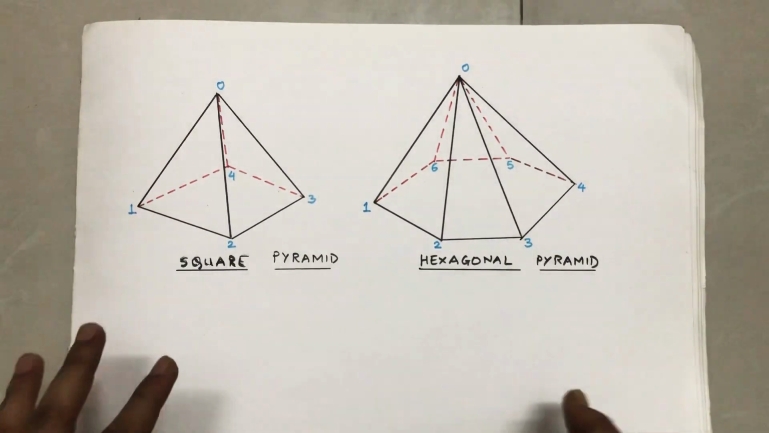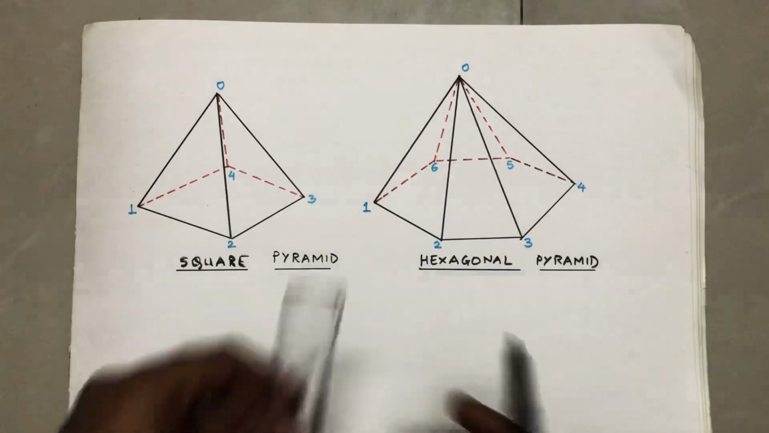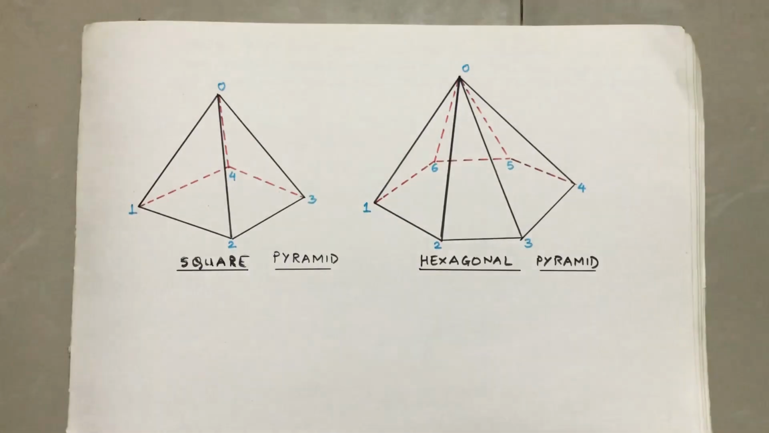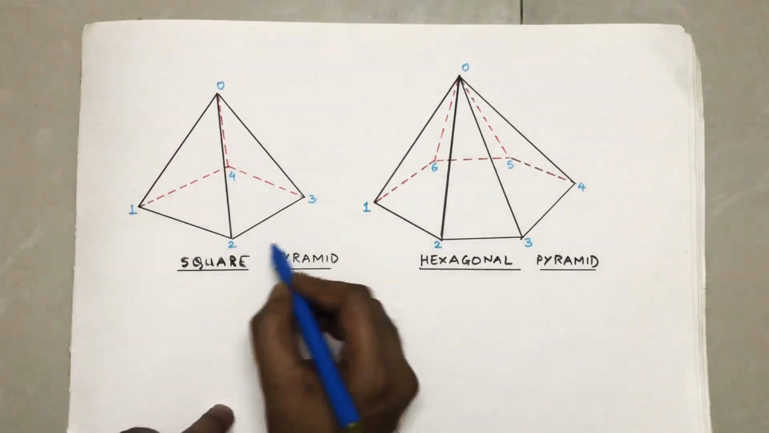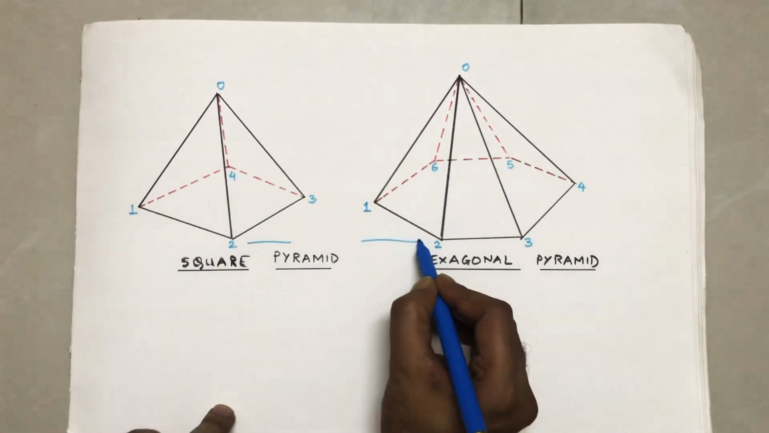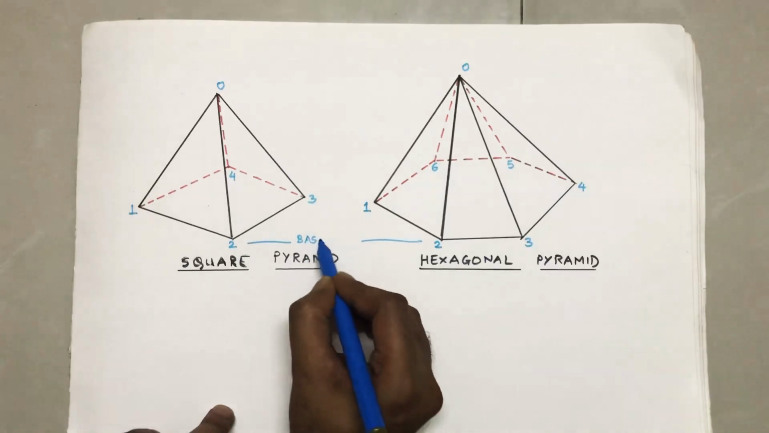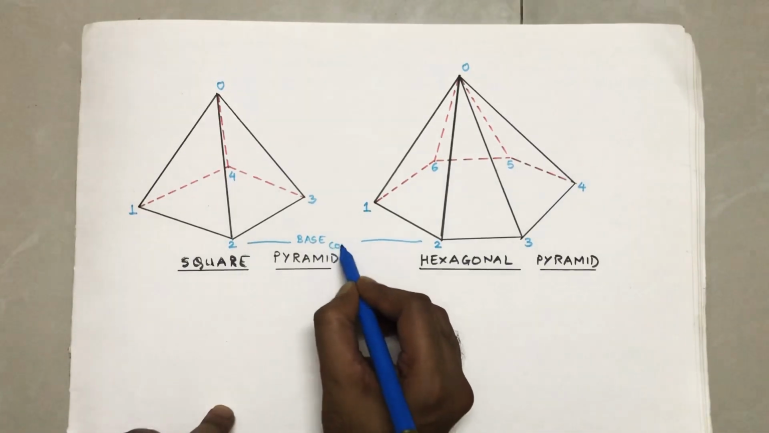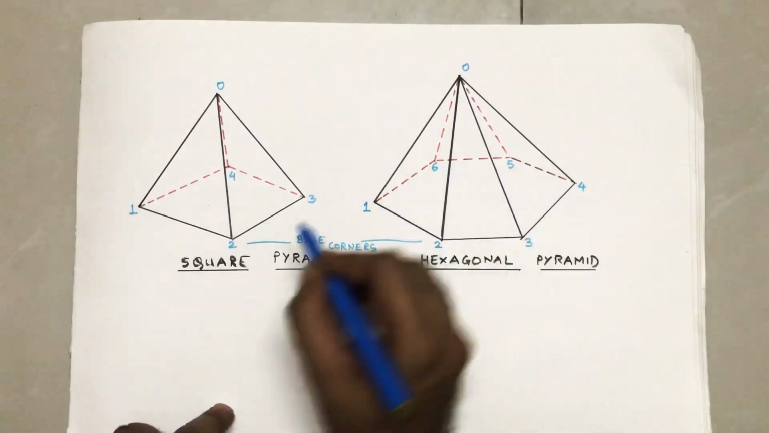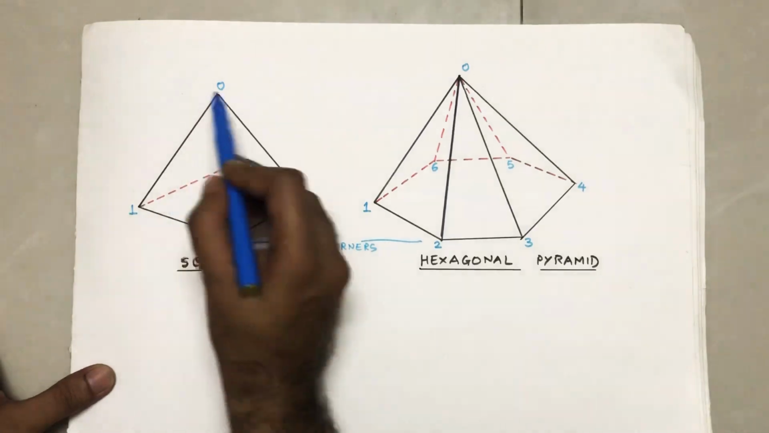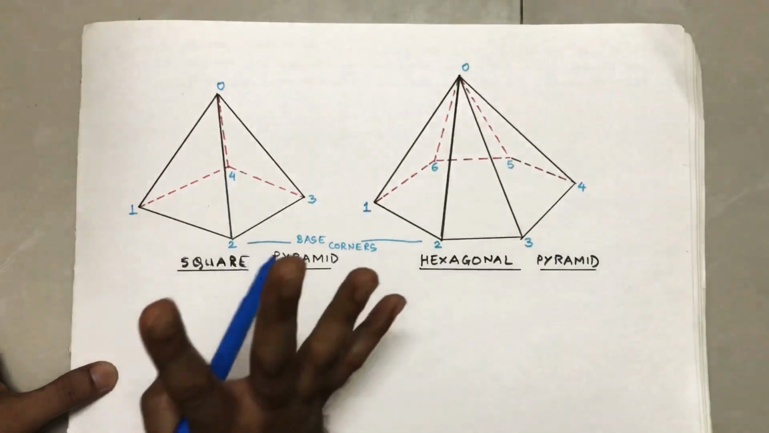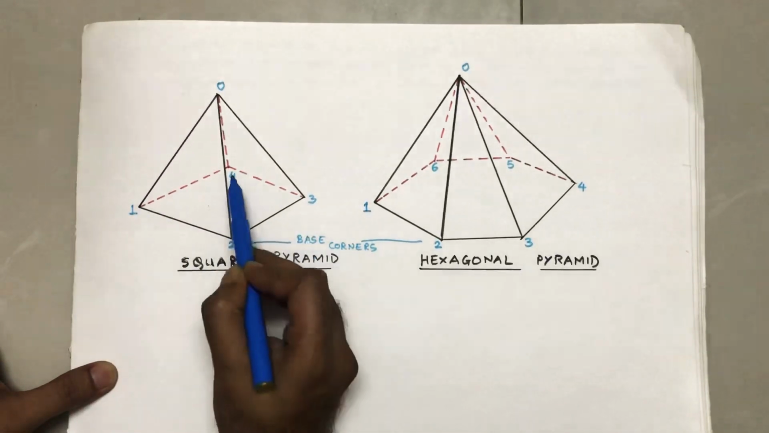Now I would want to add some naming here. Let's go one by one. Now these here are called as your base corners. These are called as base corners. These are called as base corners. So let me ask this in another way. How many base corners does a square pyramid have? 4. 1, 2, 3, 4.